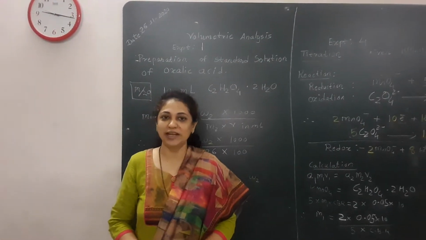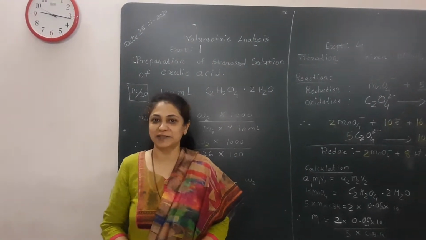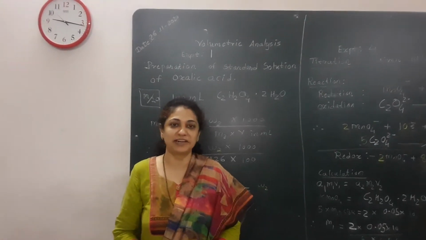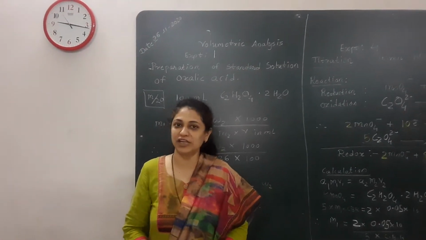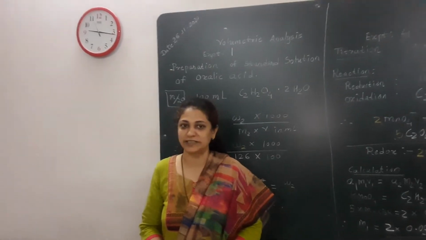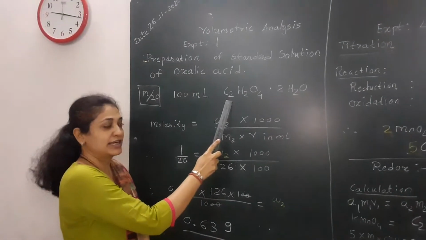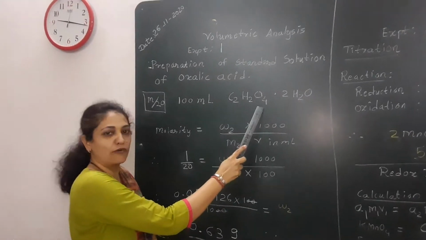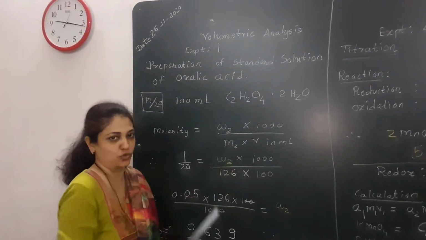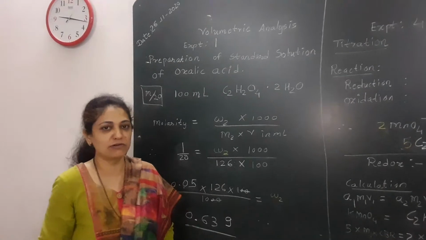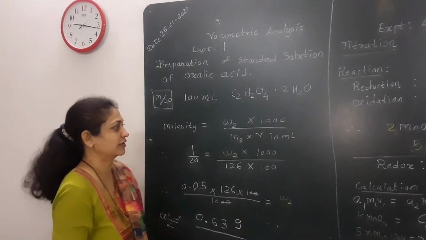Students, today in this video I will explain the first volumetric experiment, that is preparation of standard solution of oxalic acid. Now oxalic acid formula is C2H2O4.2H2O. So it has two molecules of water of crystallization.